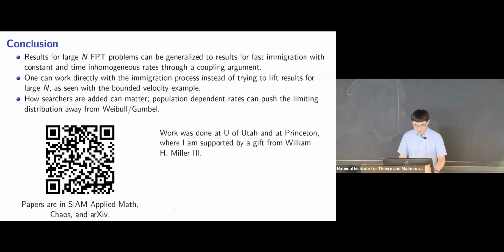And so for conclusions, these results for large N first passage time problems can be generalized to results for fast immigration using this sort of coupling argument. You can also work directly with the immigration process instead of trying to lift results from large N, taking advantage of the power of Poisson point process machinery. And also how you add searchers can matter. If you have these sort of population-dependent rates, that noise can actually knock you away from the usual Weibull-Gumbel distributions.